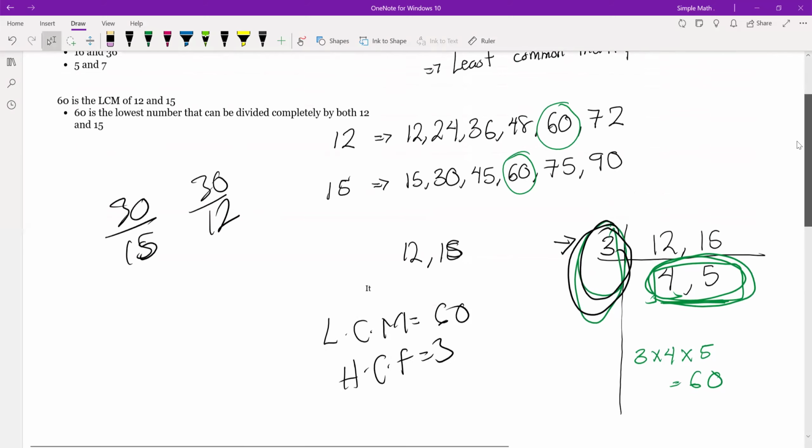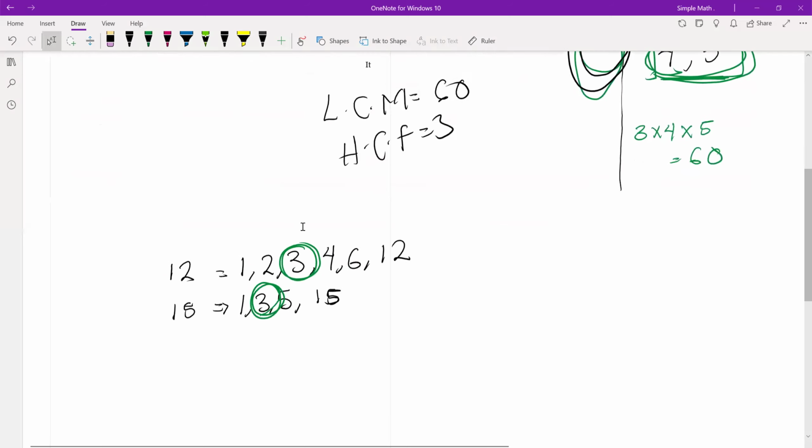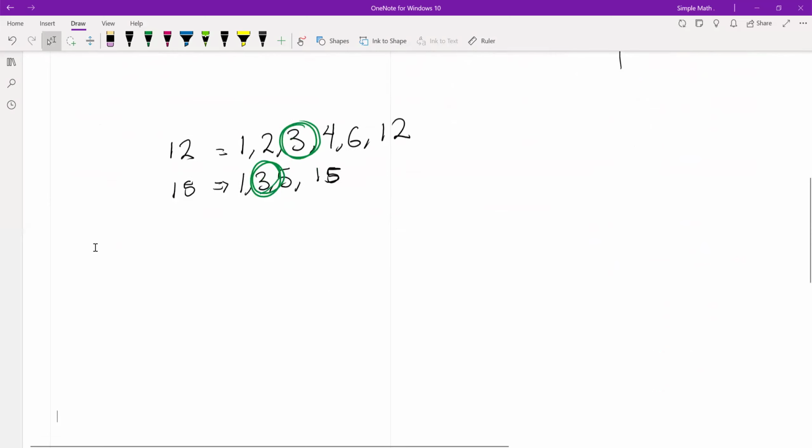All right, so let's try another example. 16 and 36. We identify the LCM and HCF of 16 and 36.